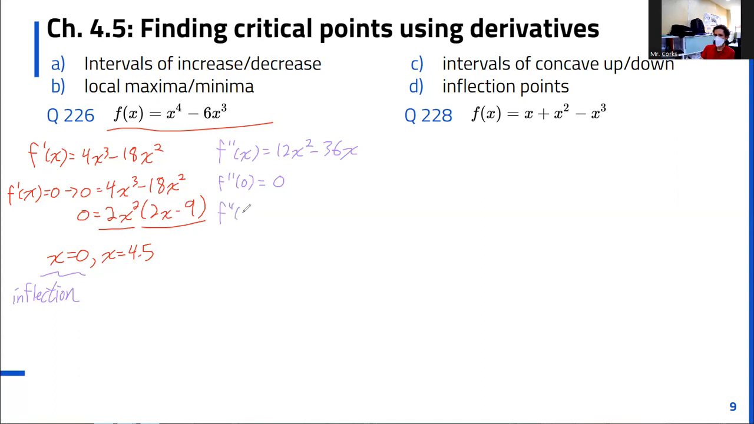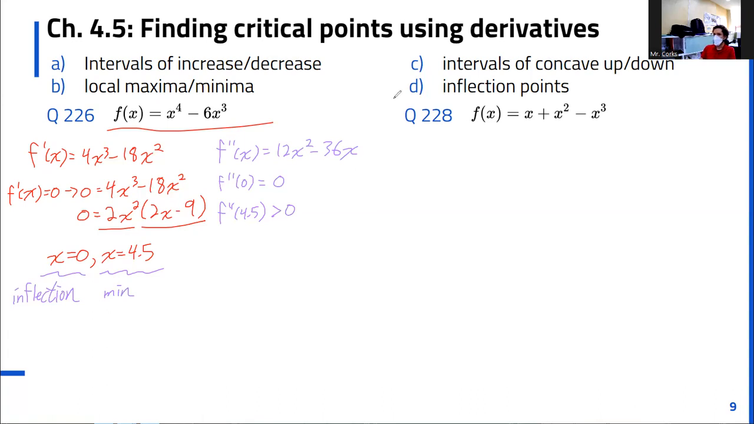F double prime of 4.5. We check our other one. I'm not going to write out the whole thing and all the substitution. So 4.5 squared times 12 and 36 times 4.5. The positive term would win here, it would be a little bit bigger. So the result of this is definitely a positive number. Don't really care what it is. I just need to know it's positive. So in that case, we are dealing with a minimum point here.